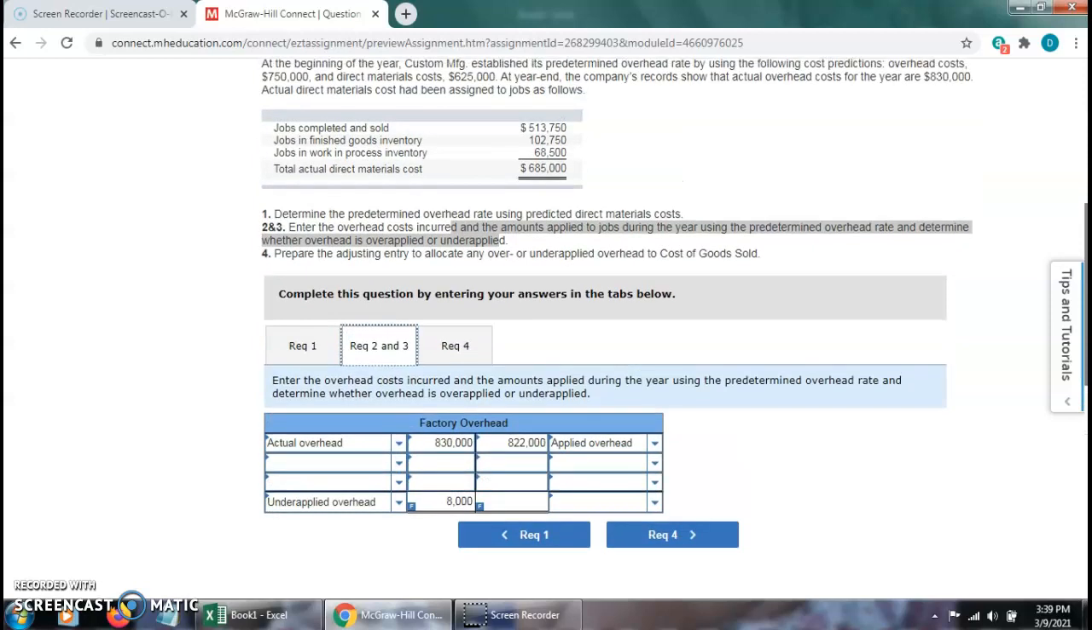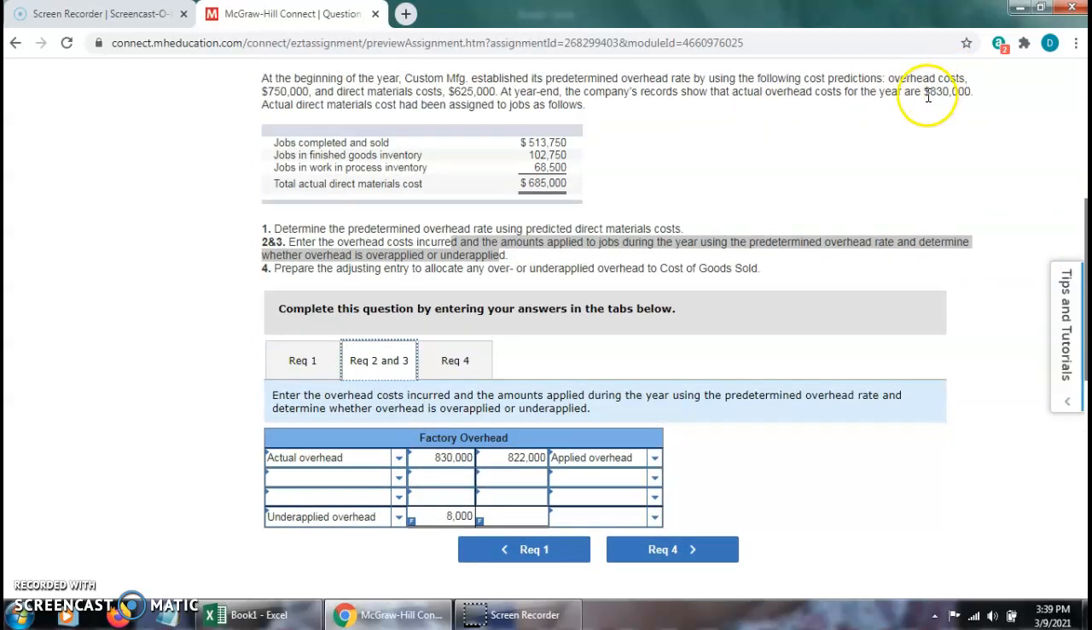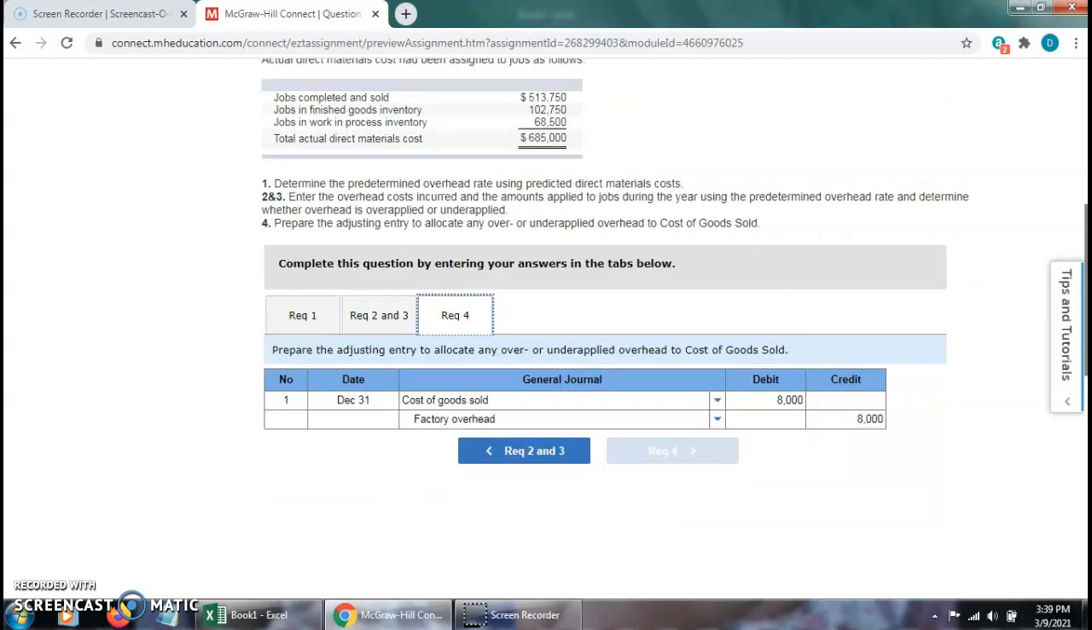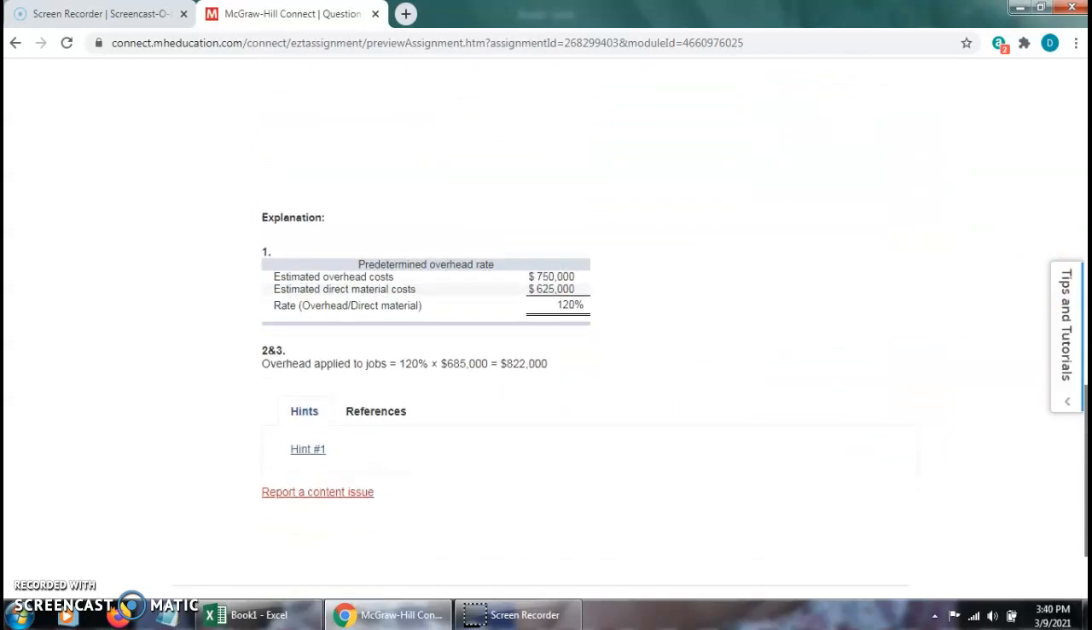And so what do we do in this situation? And where do we get that actual overhead, by the way? It's right over here. What do we do in that situation to close it out to cost of goods sold? We debit cost of goods sold, and then we credit factory overhead.